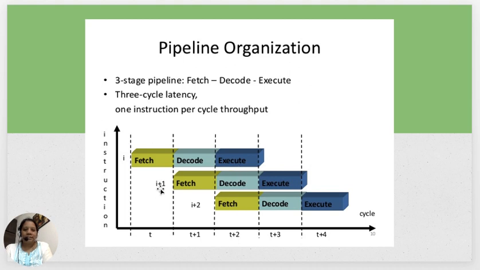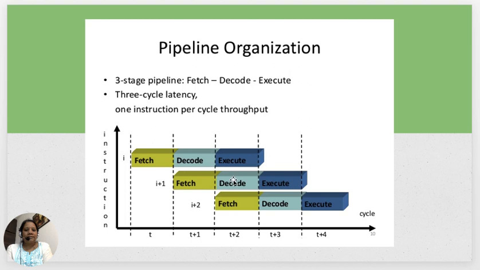Now the second instruction will have to be fetched in t plus 1, decoded in t plus 2, and executed in t plus 3. The third instruction, that is i plus 2, has to be fetched in t plus 2, decoded in t plus 3, and executed in t plus 4. Now a perfect pipeline would be possible only if all the 3 operations take place in 1 clock cycle. For example, fetching has to be completed in 1 clock cycle, decode has to be completed in 1 clock cycle, and execute has to be completed in 1 clock cycle.